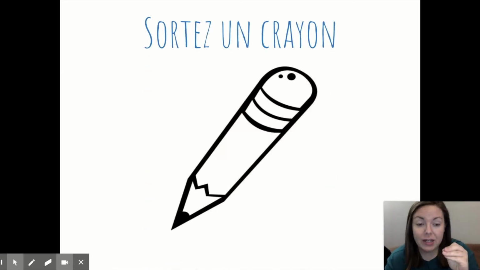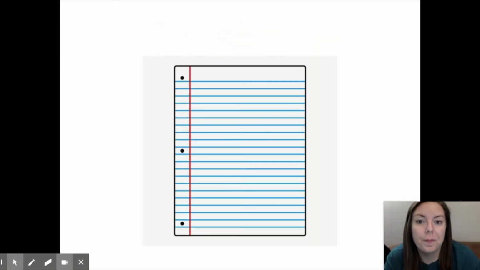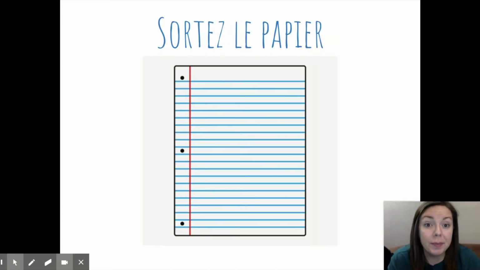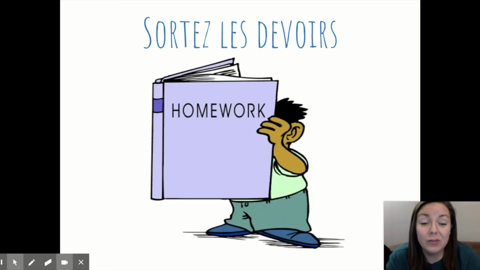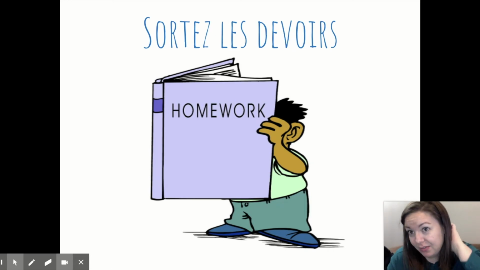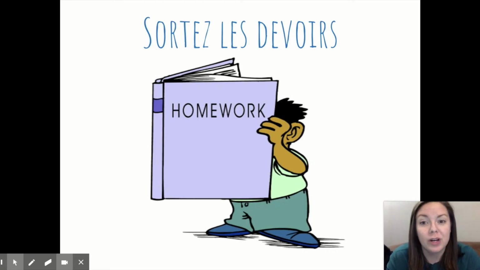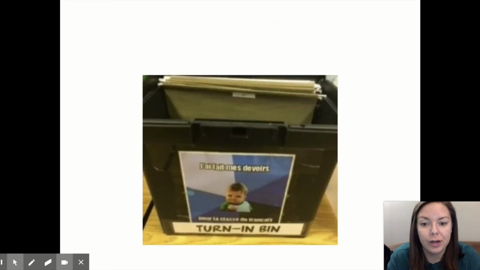Sortez un crayon. Get out a pencil. Sortez le papier. Get out the paper. Sortez les devoirs. So sortez, we don't get out, take out. Les devoirs, if you remember from a couple slides ago, is homework. So sortez les devoirs, get out your homework.